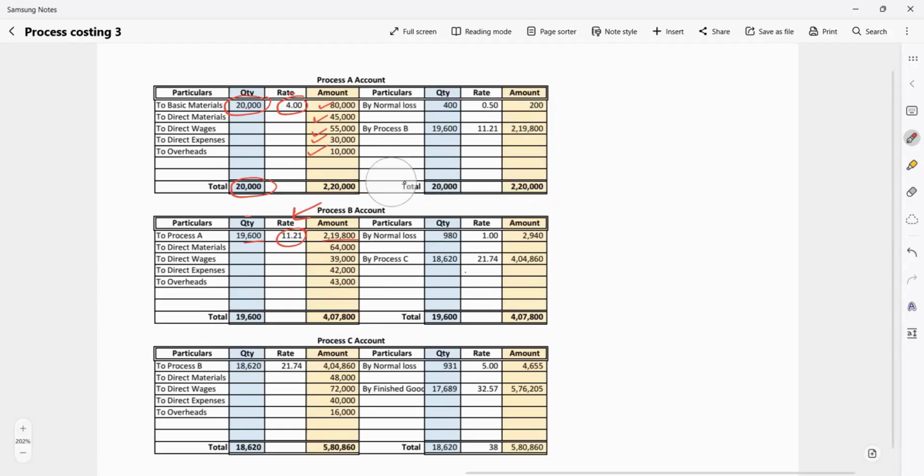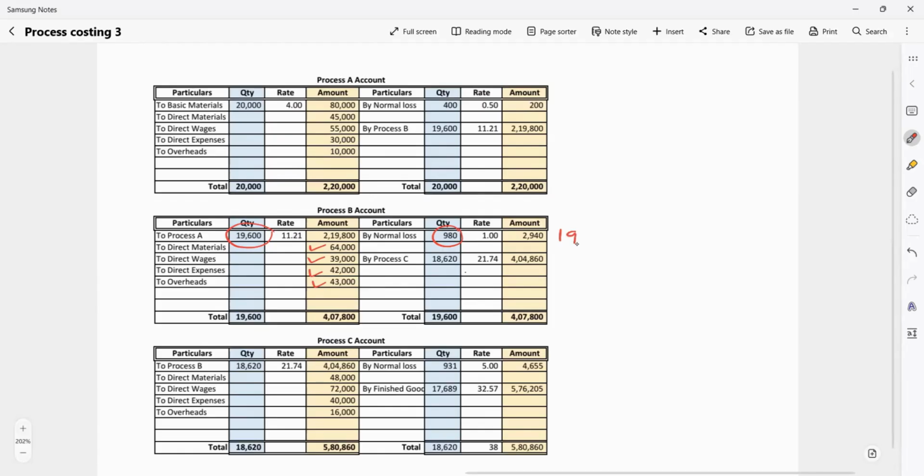Okay, now let us come to process B account. Again, the goods which are transferred from process A, that we have seen, from A to B. Additional cost incurred for process B is direct material, then direct wages, direct expenses, and overheads. And here normal loss is 5%. The normal loss we always calculate on total input. Here normal loss is 5%.